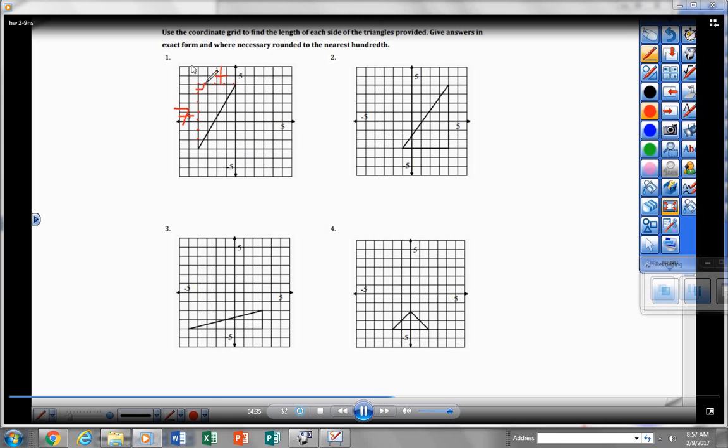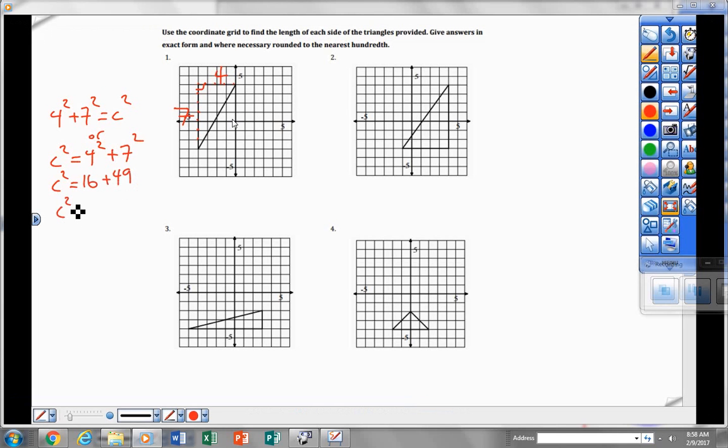Those are on either side of my right angle. Those are the legs. Those go together. So 4 squared plus 7 squared equals this unknown c squared. I could use c or I could use x. C squared equals 4 squared plus 7 squared, which is 16 plus 49. That gives me the square root of 65. And that has no perfect root in it, so I am going to leave that alone.